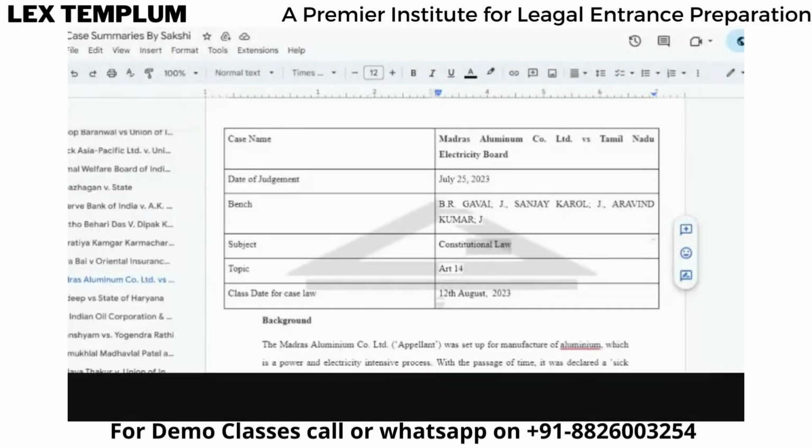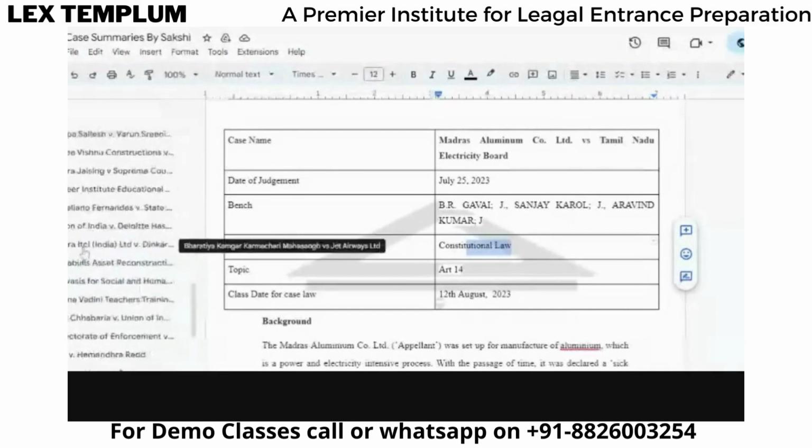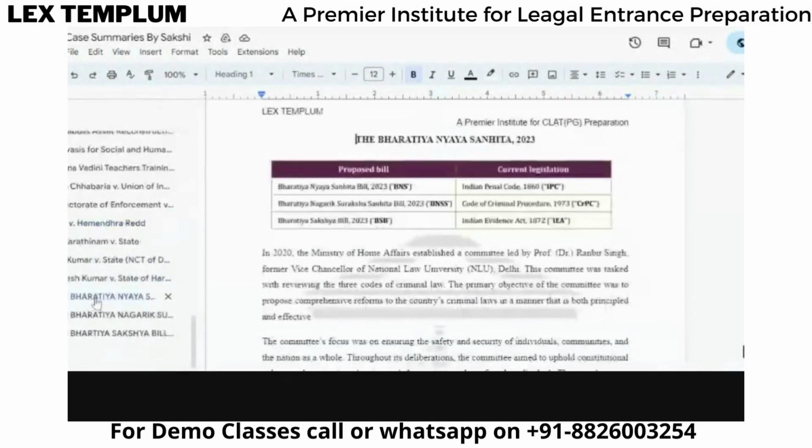Okay, so let's start for today. What I planned is I will be discussing with you the 3 new criminal law bills that have been introduced in the Lok Sabha. So these 3 are the topic for today's discussion.